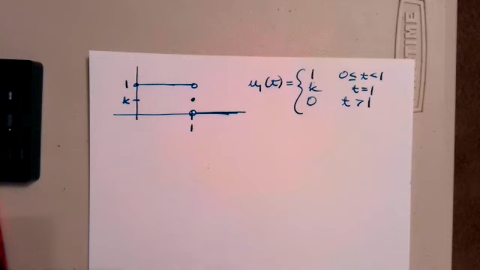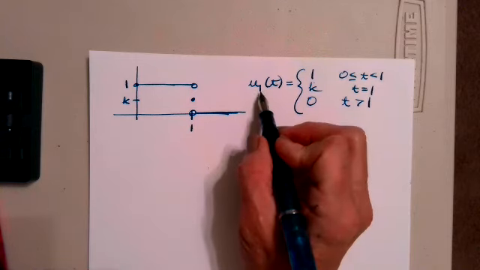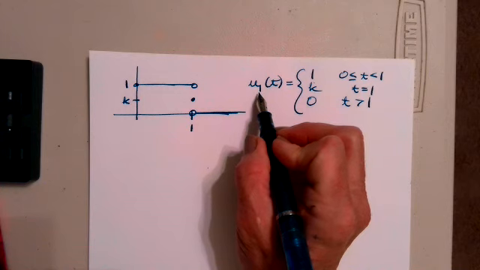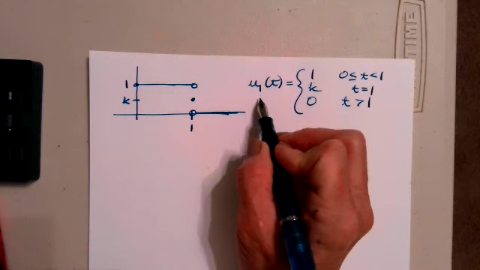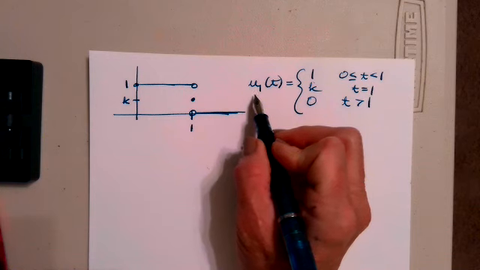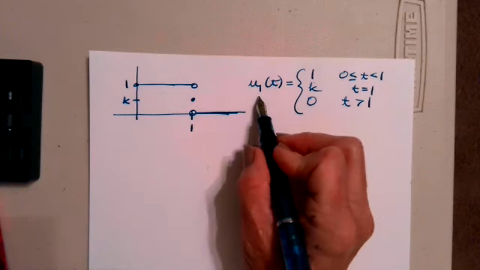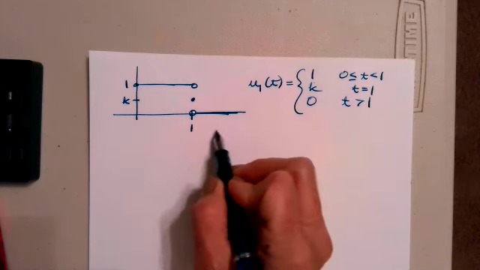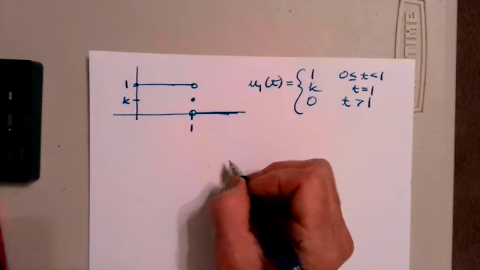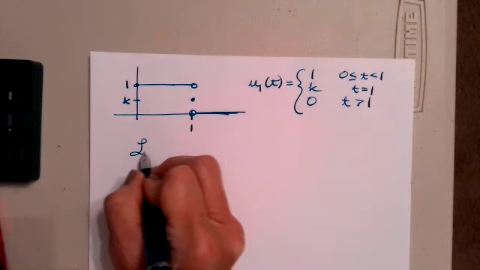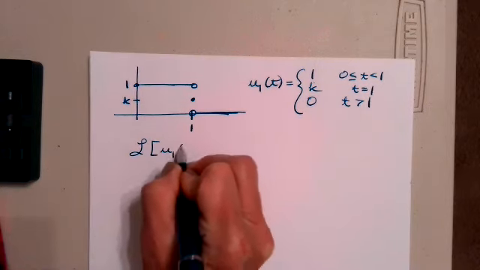Okay, so we'll call that u sub 1 of t, and we'll use that notation to mean the u sub some number will mean the function that's 1 to the left of that number, in this case 1, and it's 0 to the right of that number. Okay, so that's a graph like this. Okay, so now I ask you, what's the Laplace transform of u1 of t?